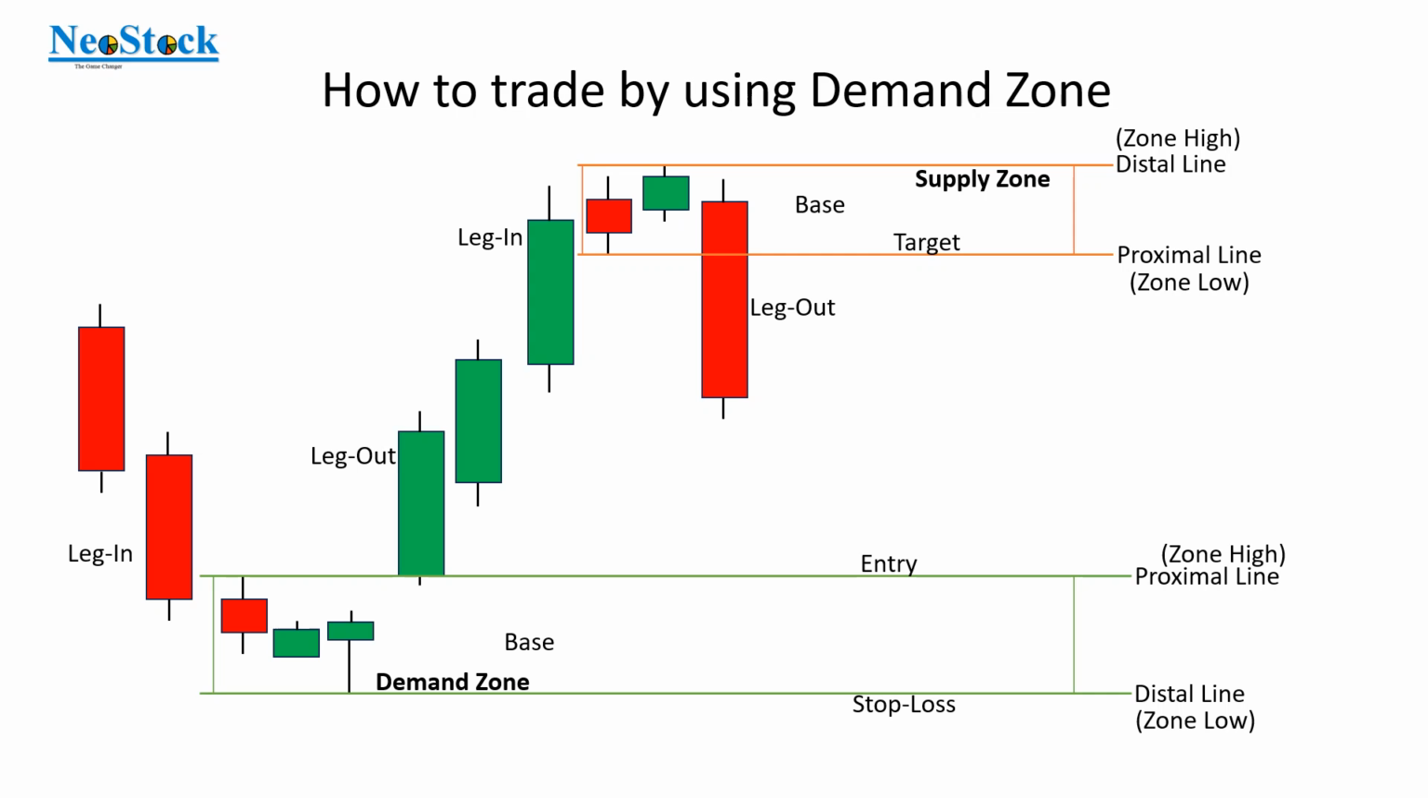The first one is risk. Risk indicates the expected loss, and risk is the difference between entry and stop loss. And the second one is reward. Reward indicates the expected profit, and reward is the difference between entry and target.